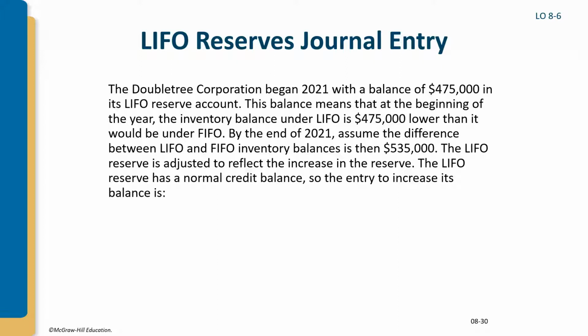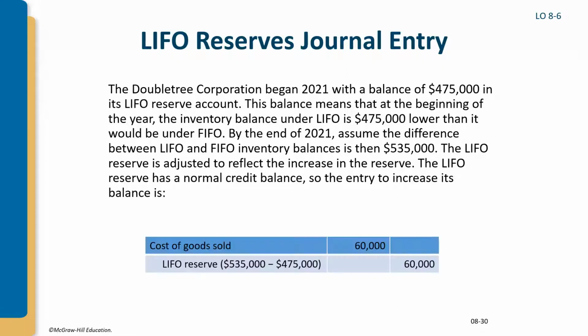By the end of 2021, assume the difference between the LIFO and FIFO inventory balance is then $435,000. That means our LIFO reserve must have a balance in it by the end of the current year of $535,000. Well, it currently has $475,000. So the difference will be debited to cost of goods sold, credited to the LIFO reserve. So we don't want to credit the LIFO reserve for $535,000. We just want to get it increased so that the total amount that will decrease inventory is $535,000. So that's the amount of the journal entry for this year.